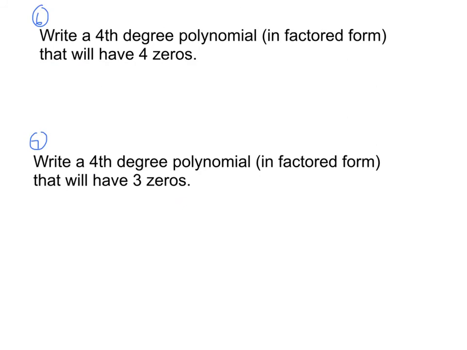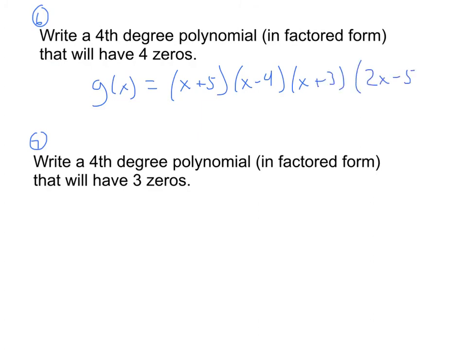All right, so there's no right answer here. You could have done it any number of ways, but here's an example of what you could have written. G of x, a fourth-degree polynomial with 4 zeros, so it would need to look like this: x plus 5 times x minus 4 times x plus 3 times 2x minus 5. If we were to multiply this out, it would be a degree of 4, because we'd have x to the fourth somewhere in there. And as you can see in factored form, 4 zeros.